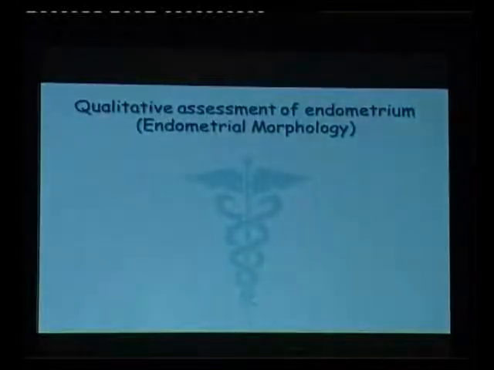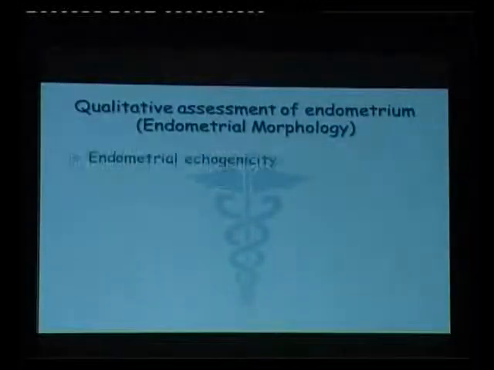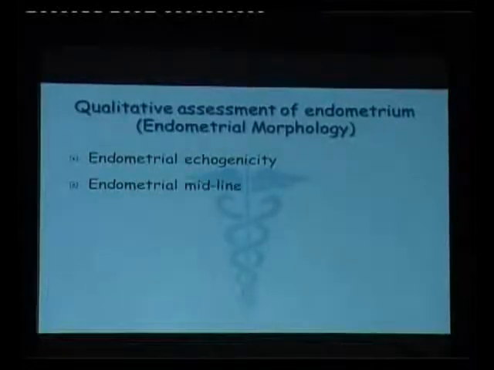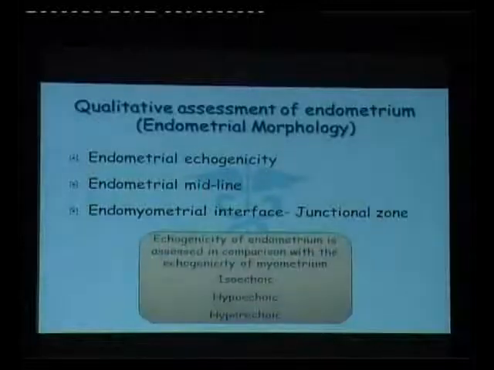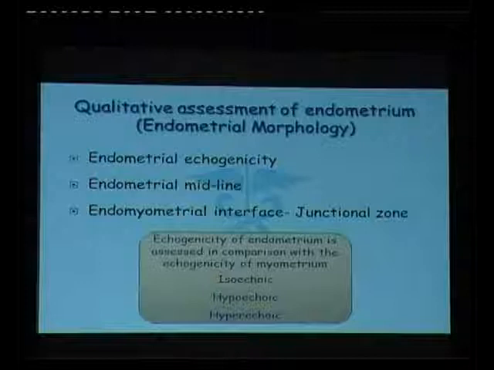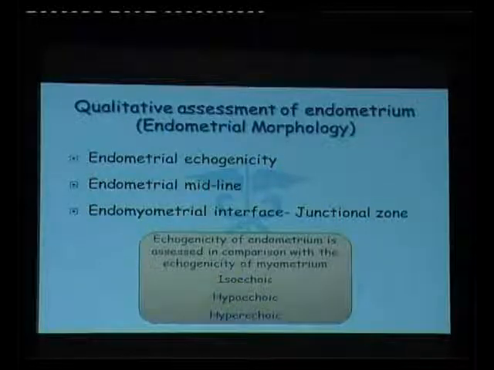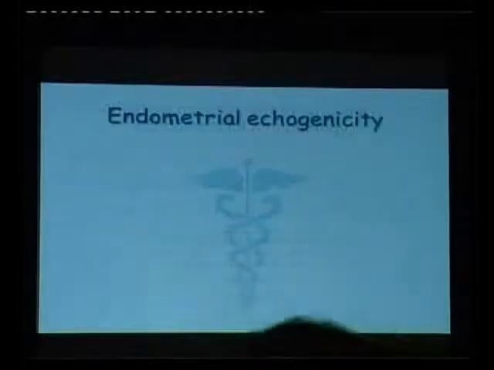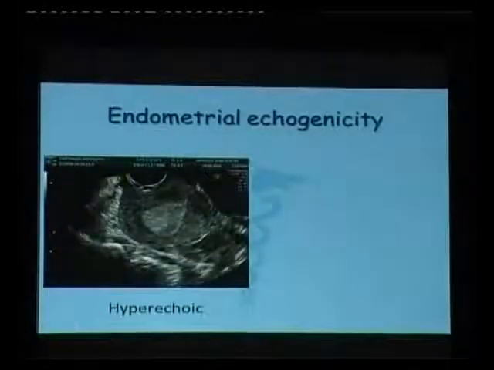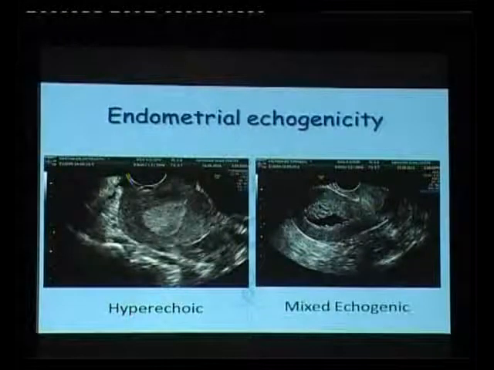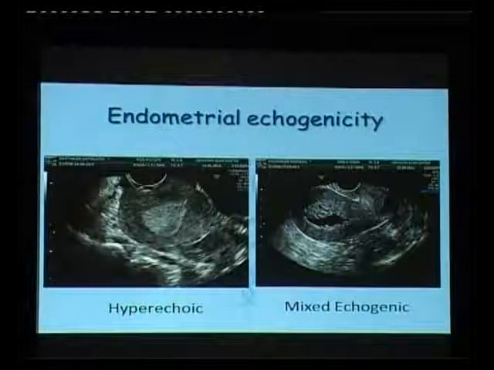Now, coming to the qualitative assessment of the endometrium, what is called the endometrial morphology, we go by the endometrial echogenicity, the endometrial midline, as well as the endomyometrial junction or the junctional zone. Taking the echogenicity of the endometrium into consideration, we normally compare it with the echogenicity of the myometrium. It can be isoechoic to the myometrium, hypoechoic, or hyperechoic. Quite often in our practice, the endometrial echogenicity in an endometrial carcinoma is either hyperechoic, or we may have lesions which are mixed echogenic. So this is the typical presentation.